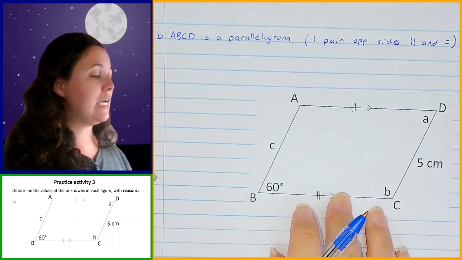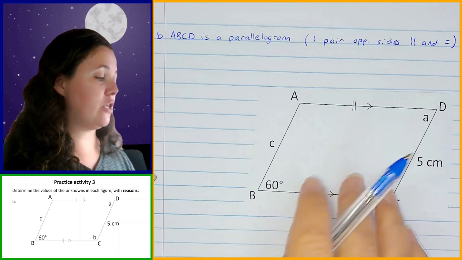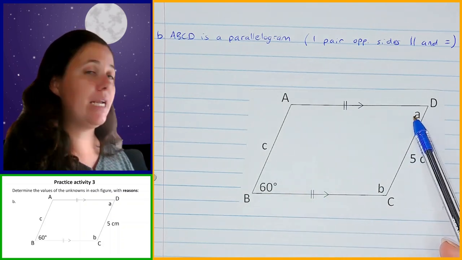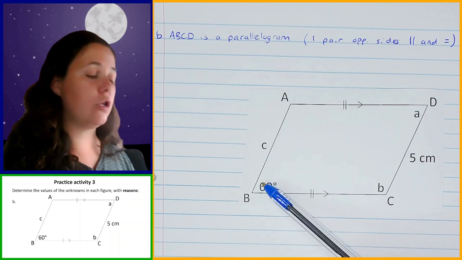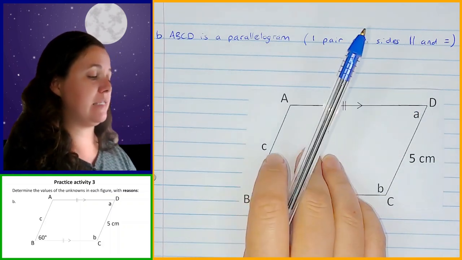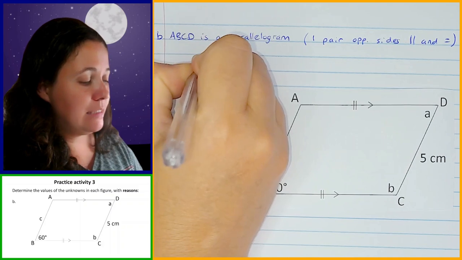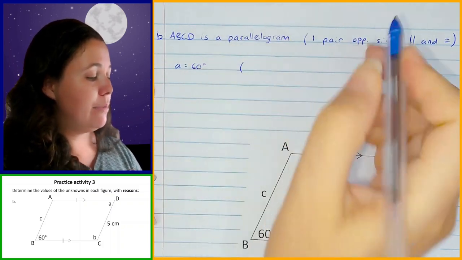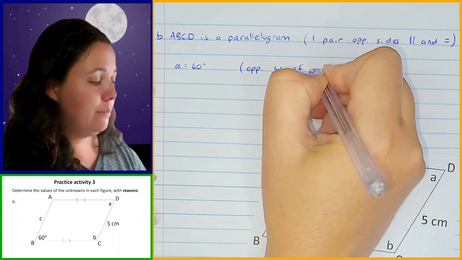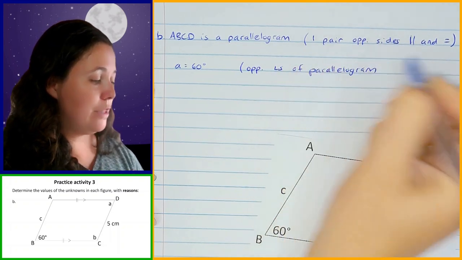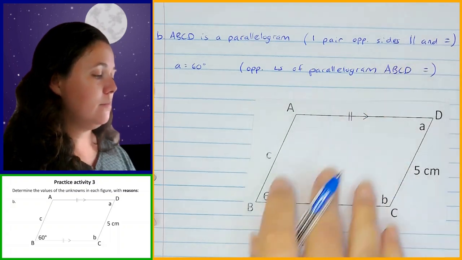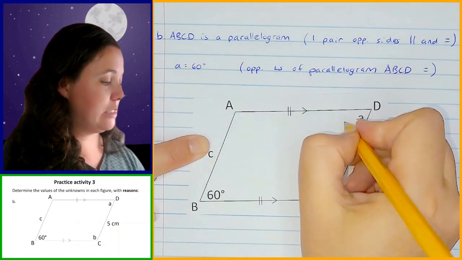Okay, because I know that this is a parallelogram, I can now use the properties of a parallelogram to work out the value of A, B, and C. So first, let's have a look at A. In a parallelogram, opposite angles are equal. So if angle B over here is 60 degrees, then A, which is opposite angle B, must also be 60 degrees. So I can say A equals 60 degrees, and my reason is that the opposite angles of a parallelogram, in this case parallelogram ABCD, are equal. Okay, so now I know that this is 60 degrees over there.